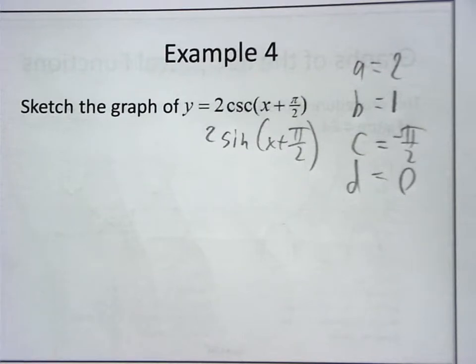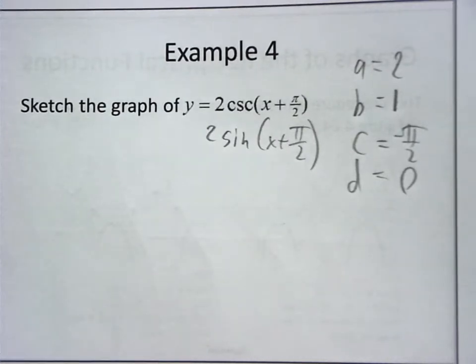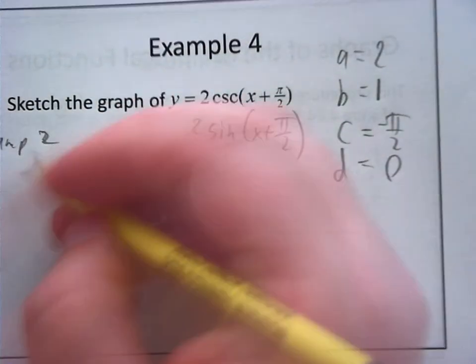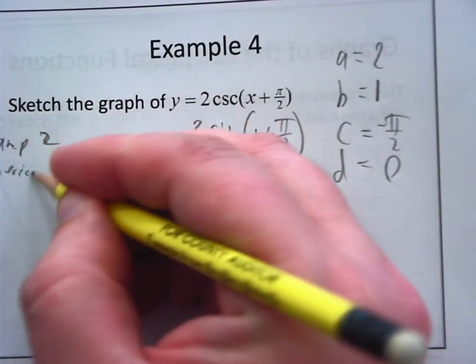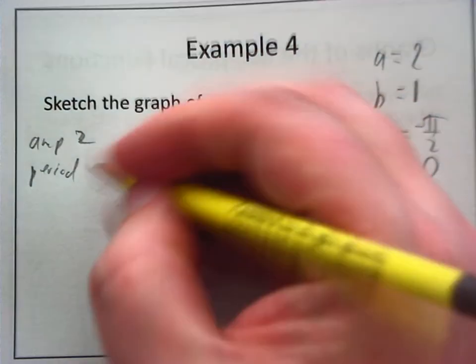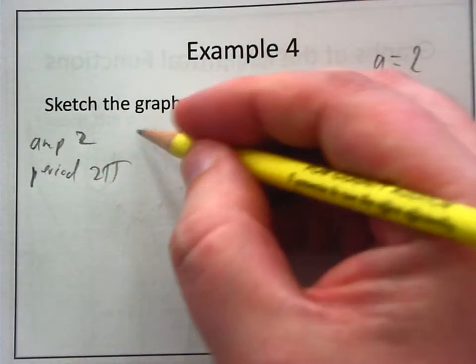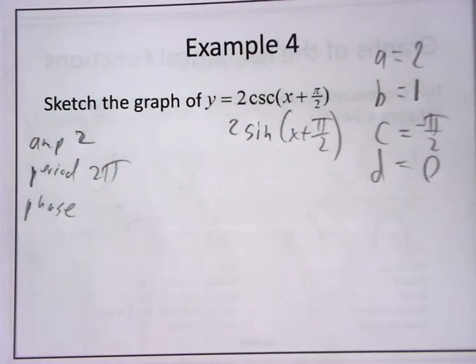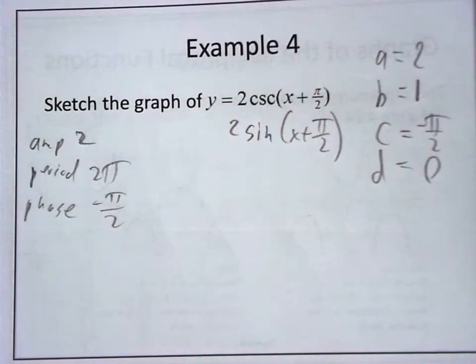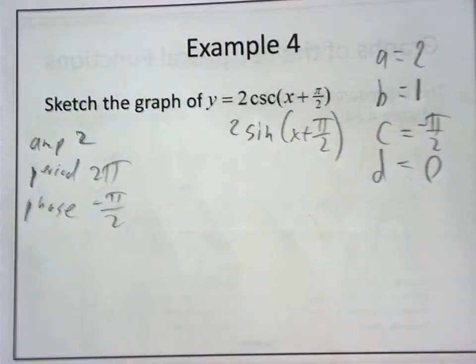So, amplitude is what? 2. The period would be 2 pi. Phase shift, negative pi over 2. Since the 2 pi is just divided by 1, the negative pi over 2 is just divided by 1. Those are just going to be how they read.